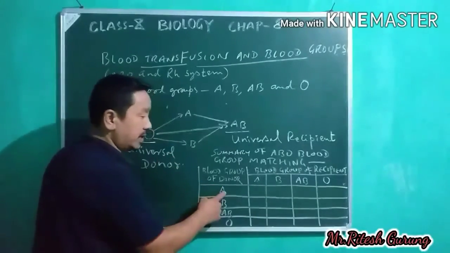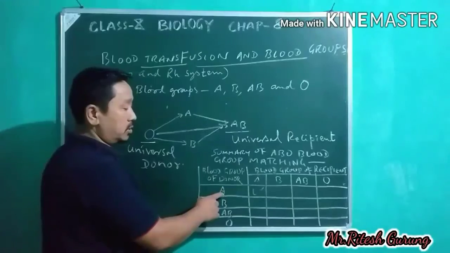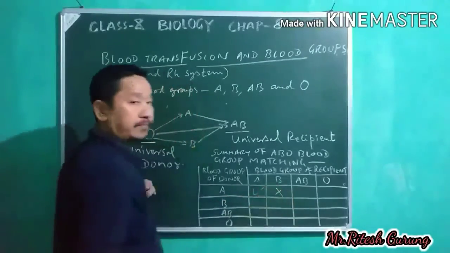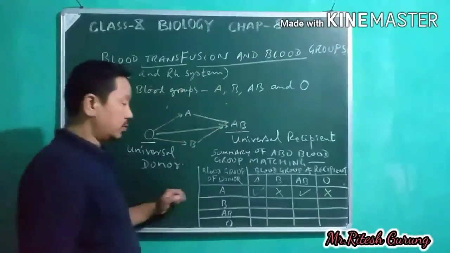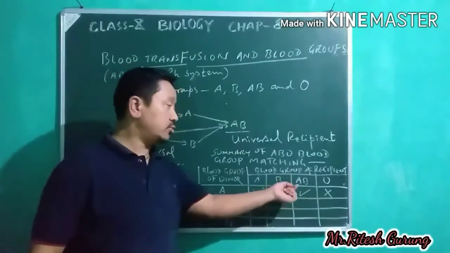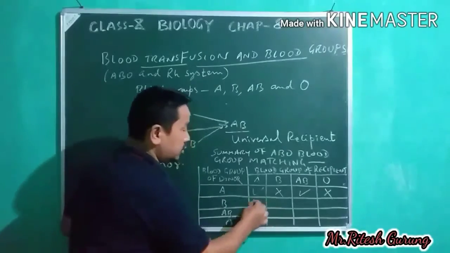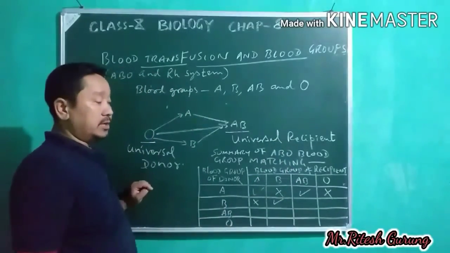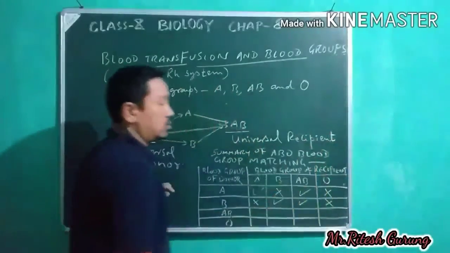Now see, blood group A can donate blood to A, but cannot donate to B. Can donate to AB, cannot donate to O. Similarly, blood group B cannot donate the blood to A, but can donate the blood to B because of the same type, the compatibility of blood group is there, and can donate blood to AB also, but cannot donate to O.